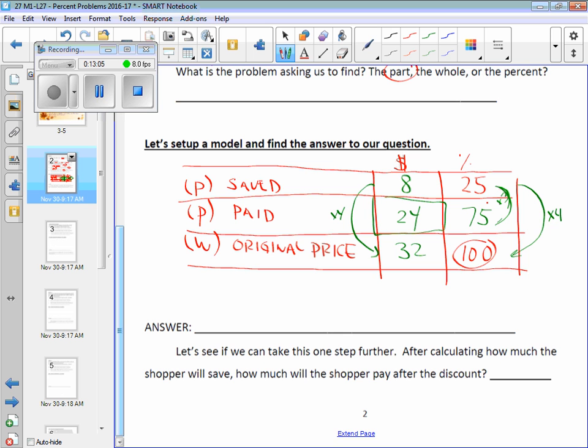So how much are you saving? And then the next question is, what are you paying? And that's $24. Let's practice it again. Okay? Next page.